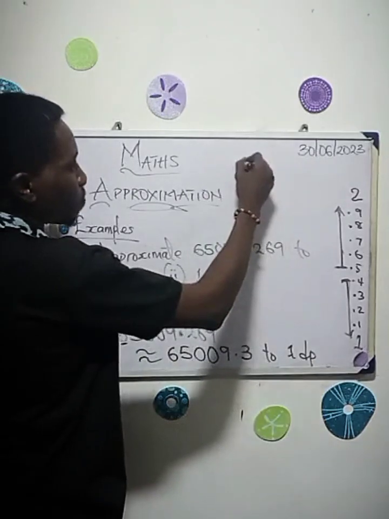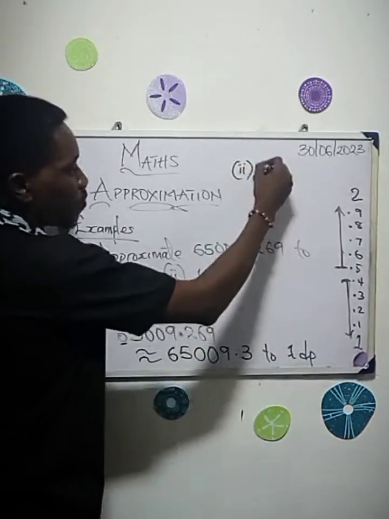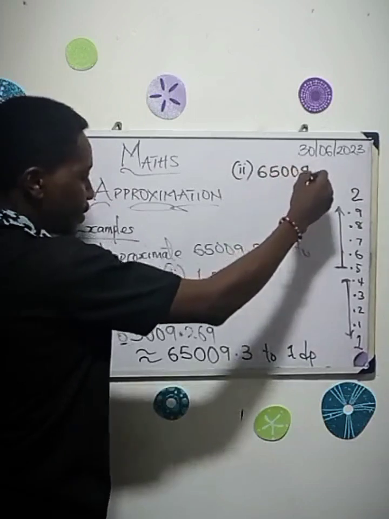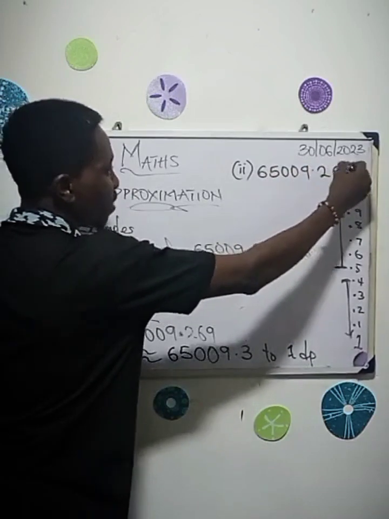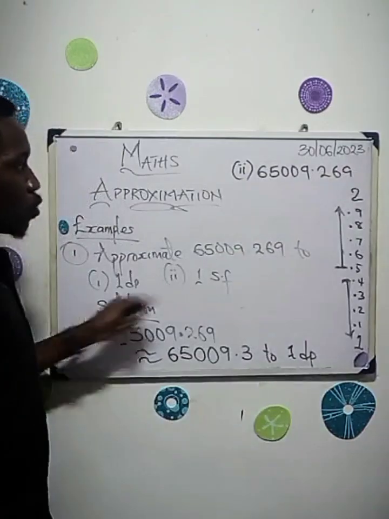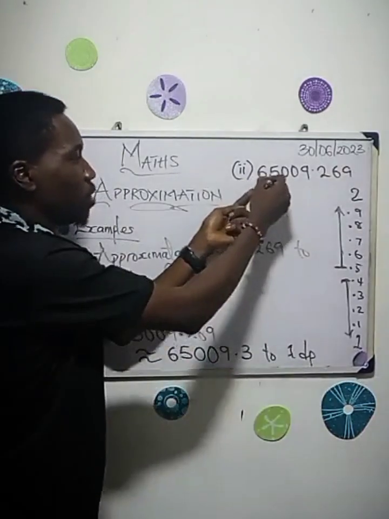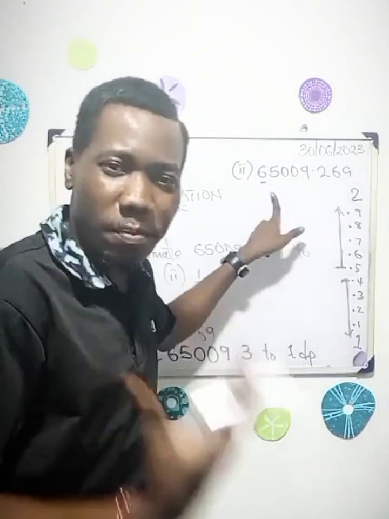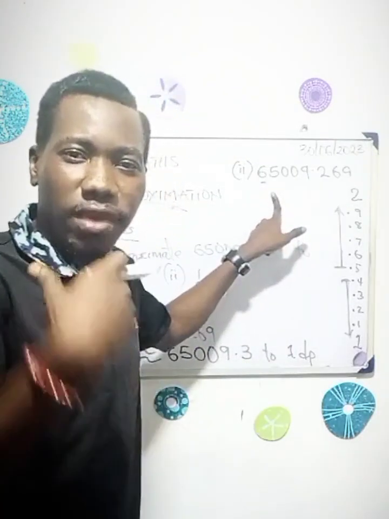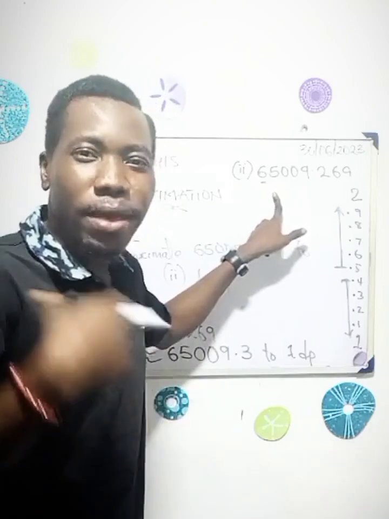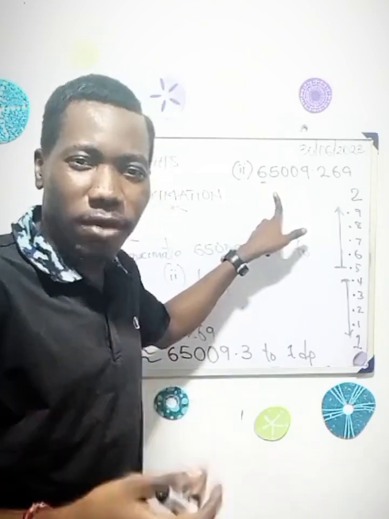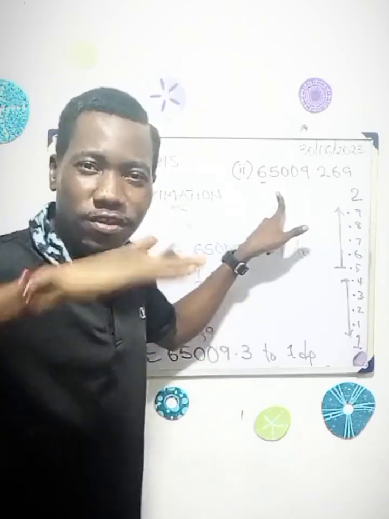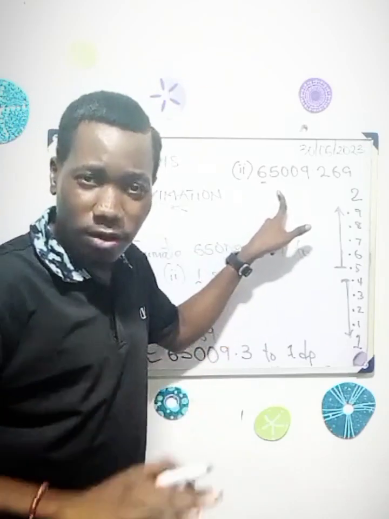Okay, that would be number 2. Let me solve it here. So 65009.269. That's our number, right? So to one significant figure, this is the place. The same steps you're going to take, whether it is to decimal places, whether it is to significant figures, great Emmanuel Debbie, whether it is to a particular place, whatever, the same steps. Locate the place, check the next number to the right, round up or round down.